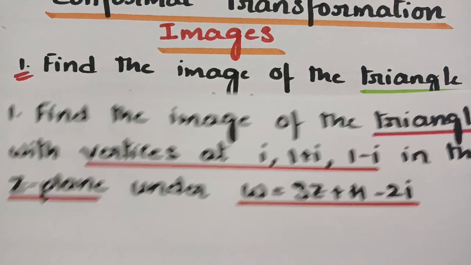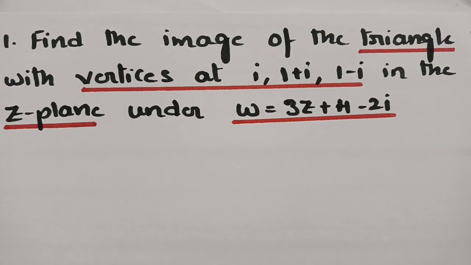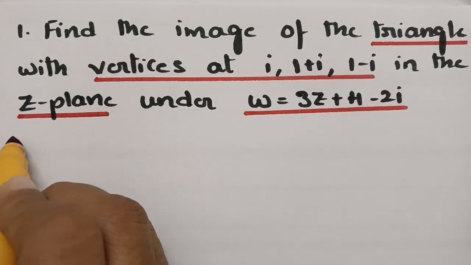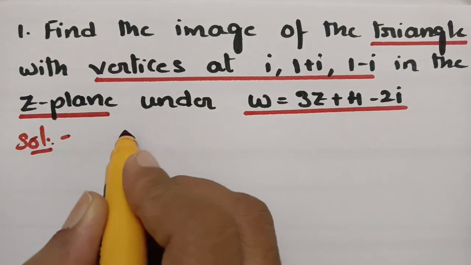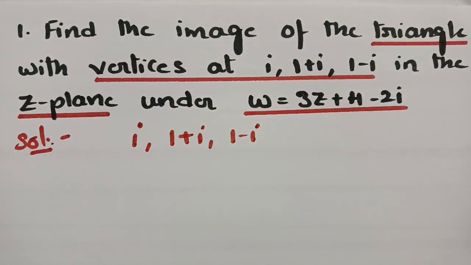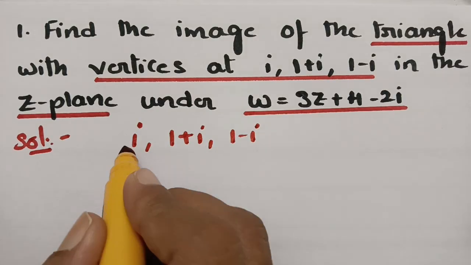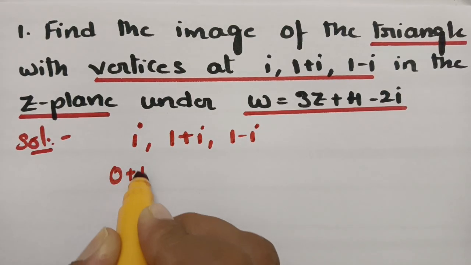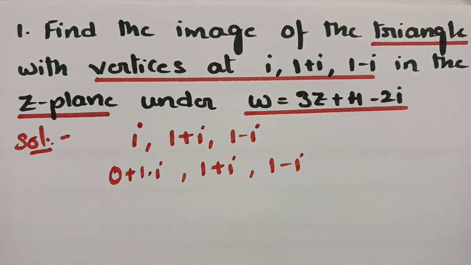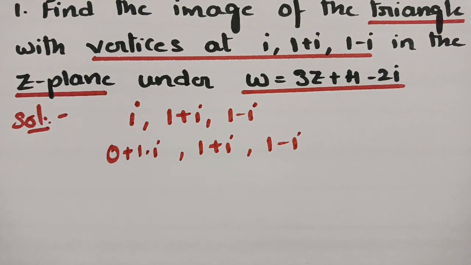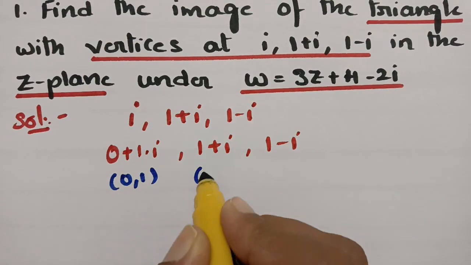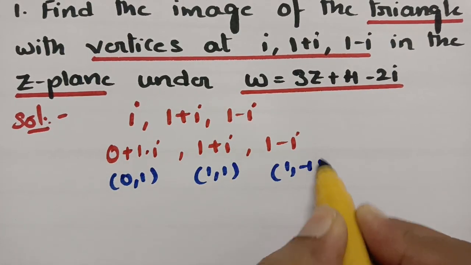The first question here is, we have to find the image of a triangle with the vertices given. The vertices are very clear. So here is the solution. The vertices are i, 1 plus i, 1 minus i. These can be written as 0 plus 1 into i, 1 plus i, and 1 minus i. Clear? So the coordinates are very clear, as the real value is 0 and the imaginary value is 1. So this is (1, 1) and this is (1, minus 1).